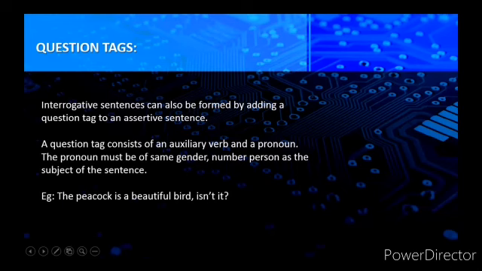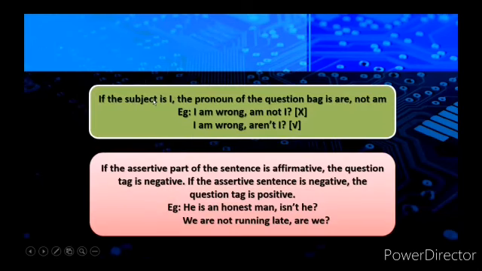Now, if the subject is I, the question tag uses are, not am. For example, I am wrong, am not I, this is wrong. As you can see in this sentence, the subject is I. I am wrong. The subject used is I. So the question tag cannot be am not I. The question tag should be aren't I. So if the subject is I, the question tag should be with are, not am.